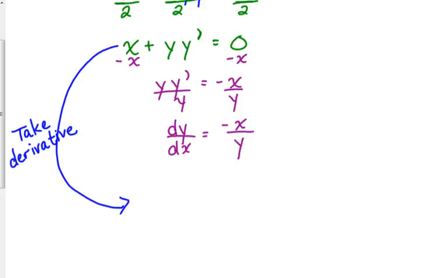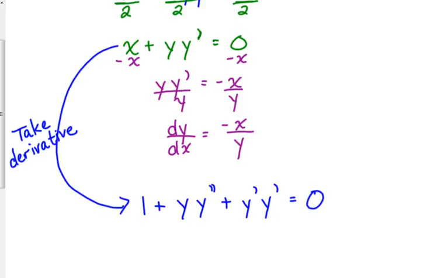So the derivative of x is 1. y prime requires the product rule. I'd rather do the product rule than the quotient rule. So we do the first times the derivative of the second. The first term was y. The derivative of a derivative is the second derivative. Plus the derivative of the first, well, the derivative of y is y prime, times the second. And the derivative of 0 is still 0.